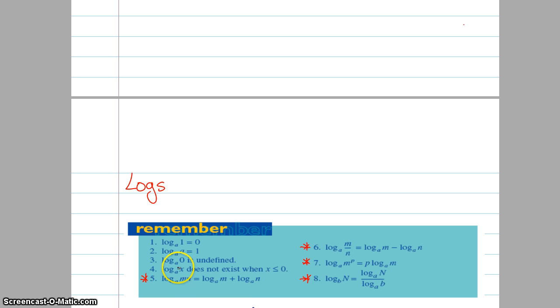Now x cannot be less than 0 for log a of anything, so you can't get log a of -1 or log a of -5 or anything like that. It always has to be greater than 0.